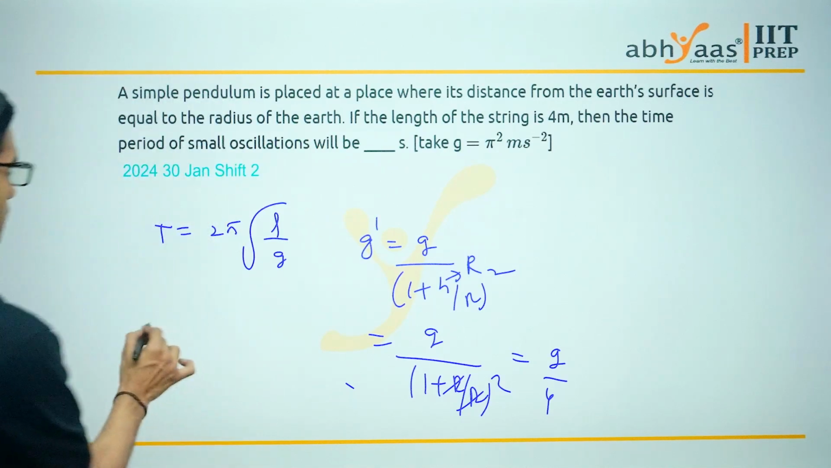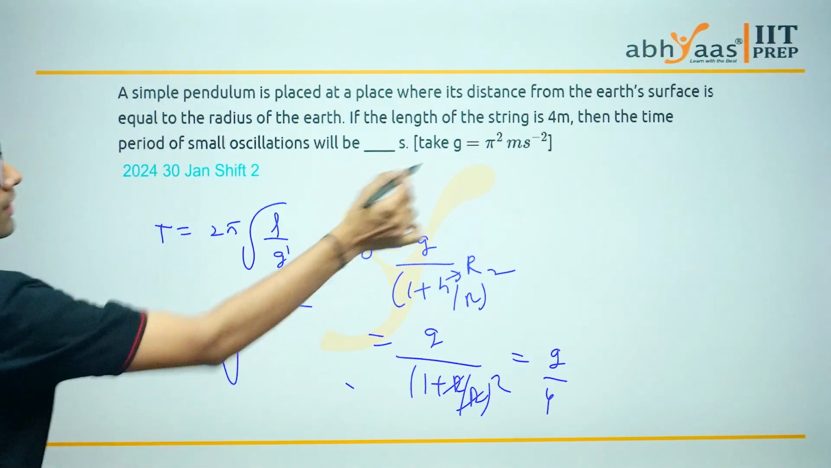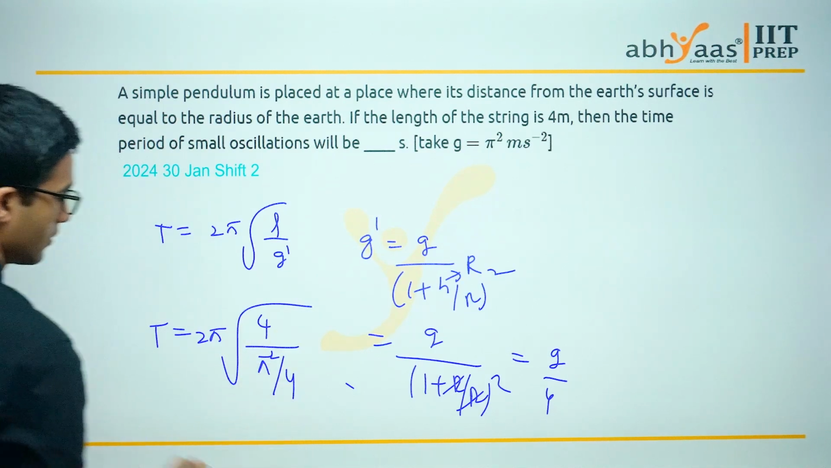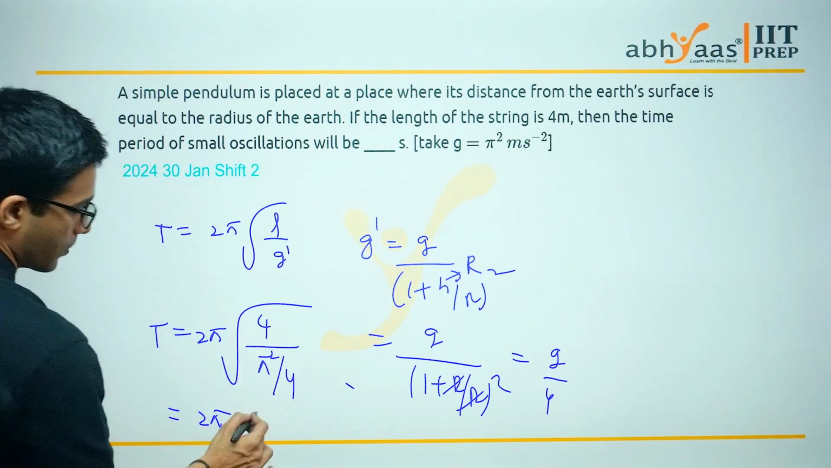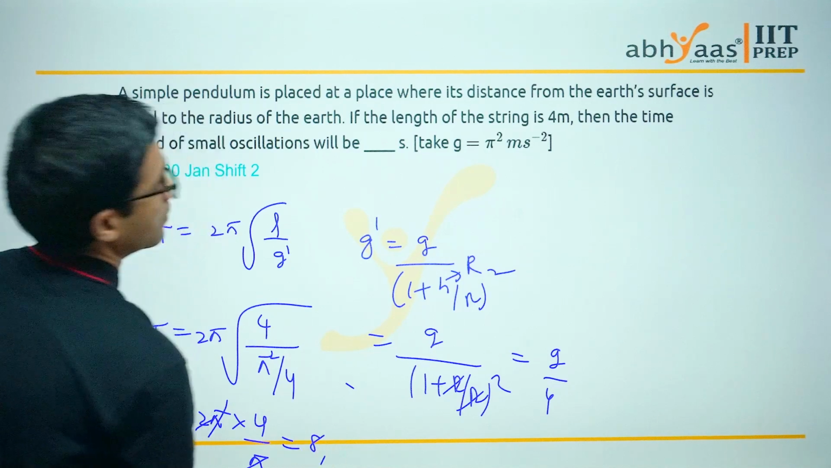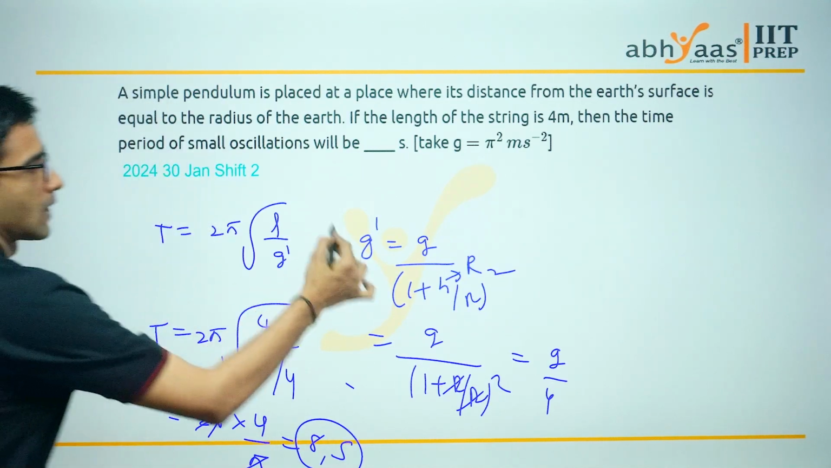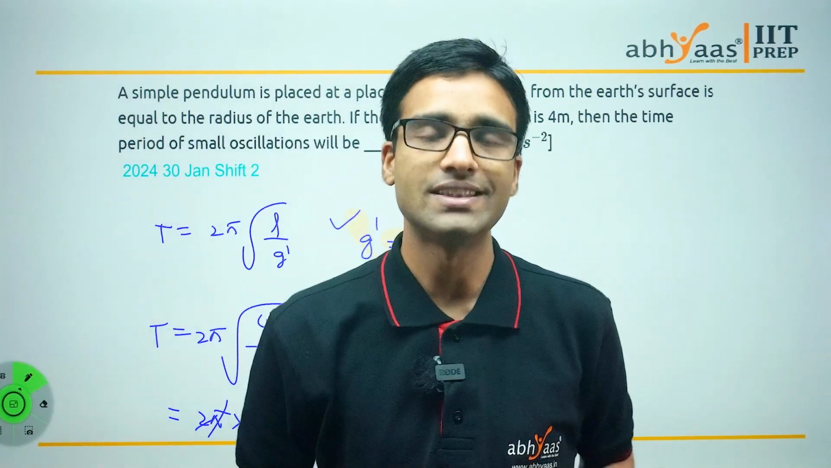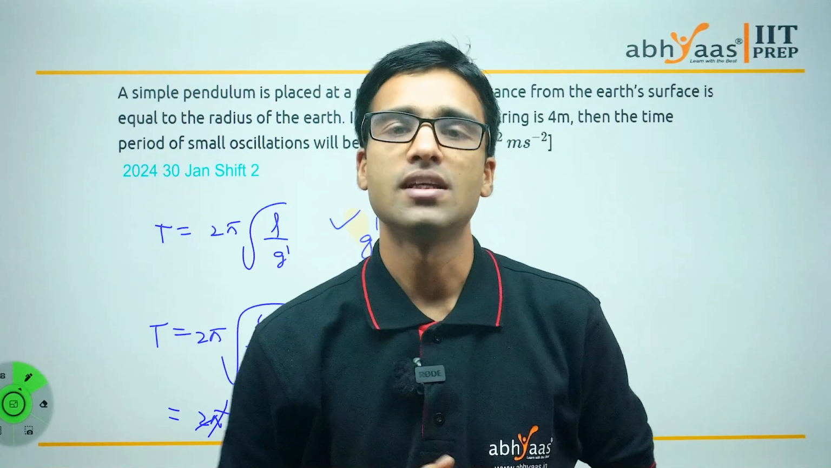So if you want to calculate the time period, it is 2 pi into root of the length of the pendulum 4 divided by g, which is pi square by 4. Finally, 2 pi into 4 by pi, what you will get is 8 seconds. This is the answer. Simple question, right? If you know the value of acceleration due to gravity at a height h from the gravitation concept, you can easily solve this question.